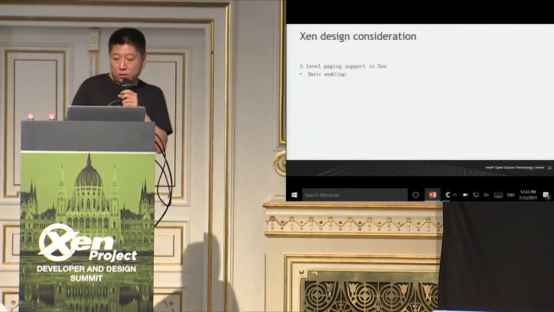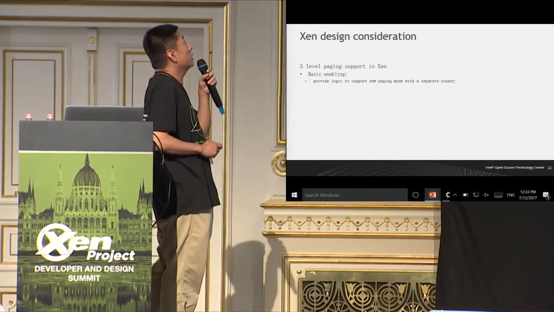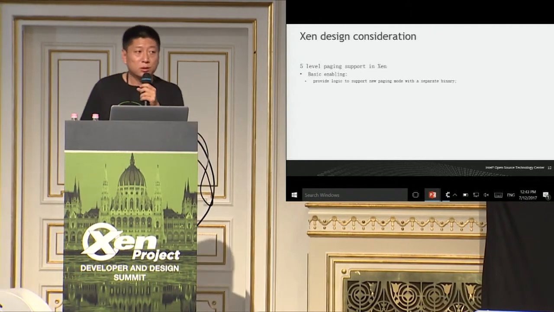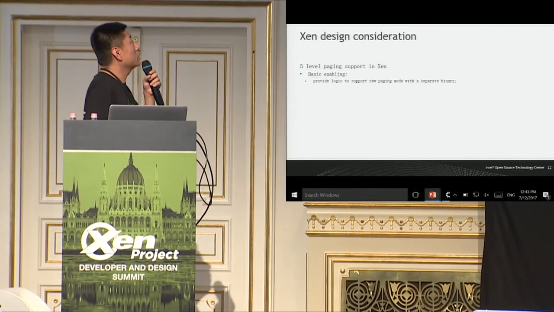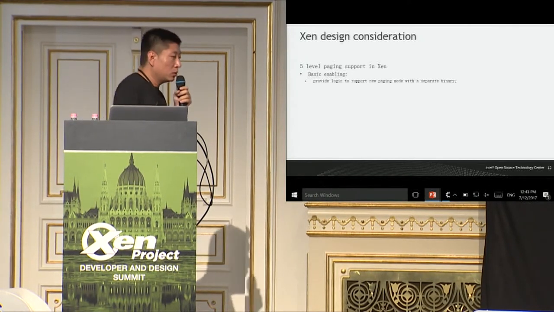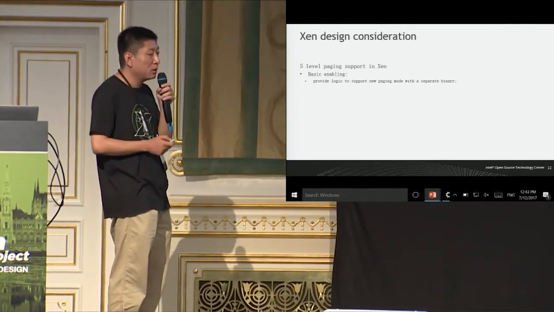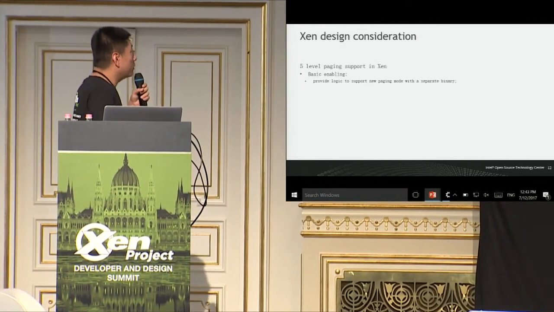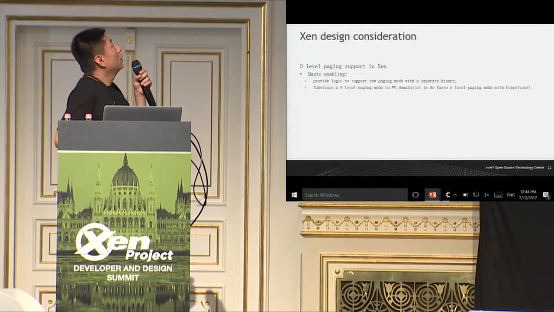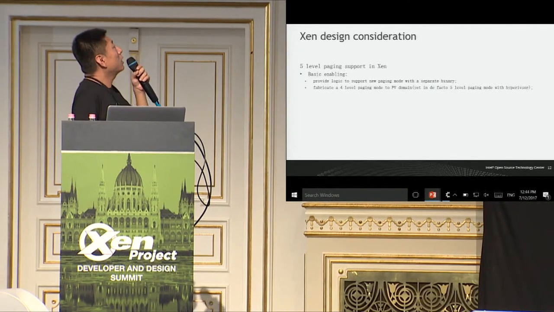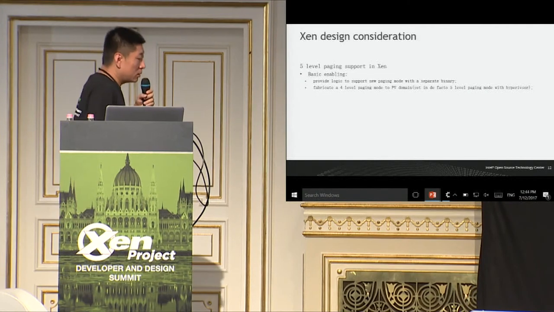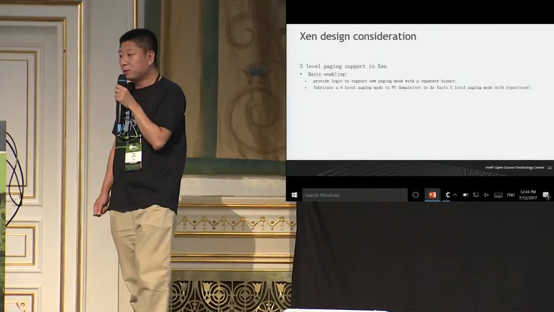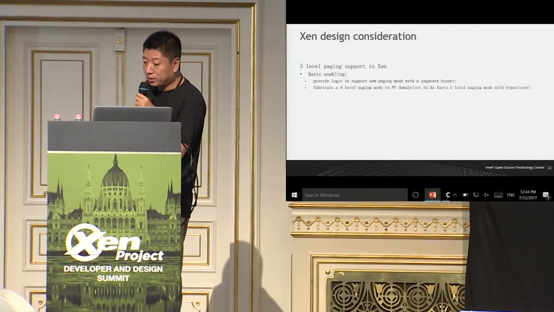So for the basic enabling, we can provide logic to support a new paging mode with a separate binary. And I mean, we can introduce some configurations which limit the hypervisor to only support 5-level paging. But we also need to consider moving the paging structure construction into runtime so that we can at least support 4-level paging and 5-level paging in one binary. Also, I'm considering fabricating a 4-level paging mode for PV domains. That means the PV domain is in fact running in 5-level paging, but it is cheated to be running in 4-level paging mode.